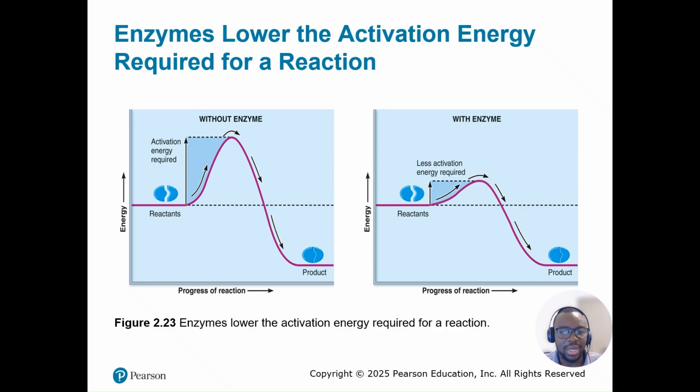The first chart, indicated here, shows the reaction without an enzyme being present. You will see there's a steep curve showing that a great deal of activation energy is necessary for the reaction to occur and continue. The second chart here shows the reaction when the enzyme is present. The curve is much lower, indicating that much less activation energy is required to prime the reaction.